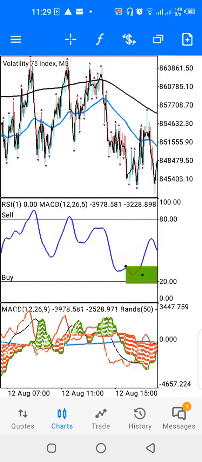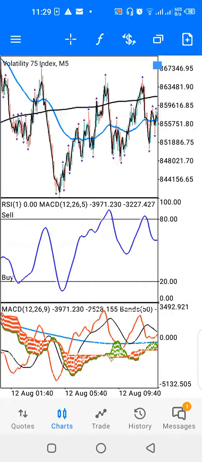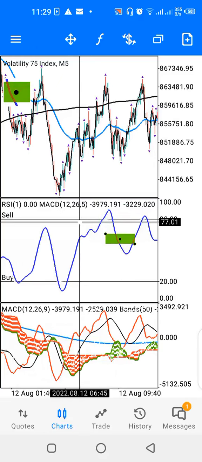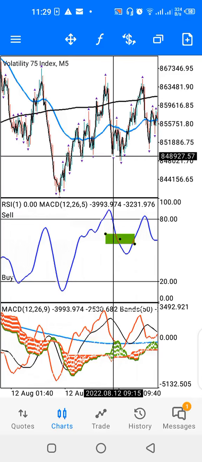Okay, don't forget, when you see the blue line crossing below the 20 and then trying to cross above the 20, that is your buy point. When you see it crossing above the 80 and trying to cross down below the 80, that is your sell point. So if I'm going to use the crosshair, this is the point where you buy and this is the point where you sell.